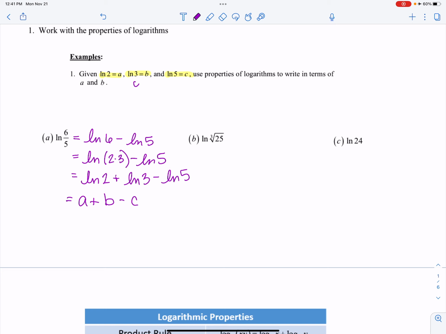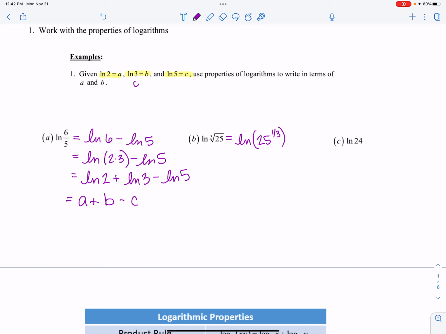The first thing I want to do is rewrite this cube root as an exponent. So we're going to apply our exponent rules. If you need to review those, please do so. Whenever I take a cube root, that's the same thing as putting it up to a 1/3 power. So I have the natural log of 25 raised to a 1/3 power.